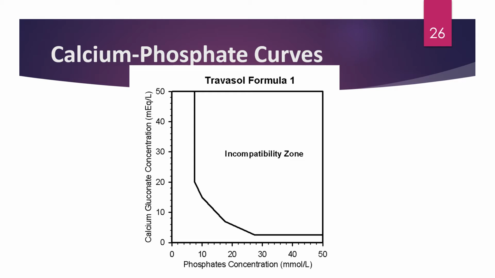If you do fall on this line here, between the incompatibility and compatibility zones, it's safer to not give the bag, given that if you're on the line, you are at risk. So it's always best to be off of that line whenever you're assessing a calcium phosphate curve. And a lot of times technologies will actually help you graph these. In some cases where you don't have technology available, you may have to graph it yourself.